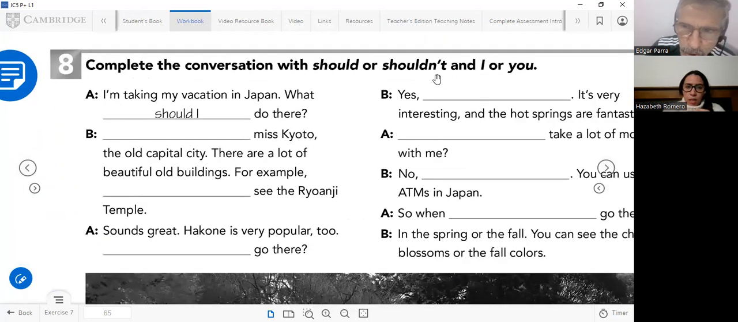Should or shouldn't? I or you? Okay. I am taking my vacation in Japan. What should I do there? Should. Remember, should, not shoud. What should I do there? Okay, what do you say here?